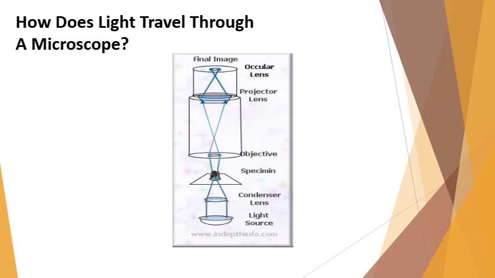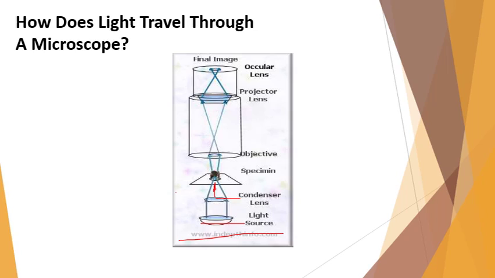Here we have a light path. How does light travel through a microscope? Here you observe in this diagram, or in this figure, the light. Light is first emitted by the light source. This is the light source, and it is directed by the condenser lens onto the specimen. So through this condenser lens, it falls on a specimen. Here we have a specimen.